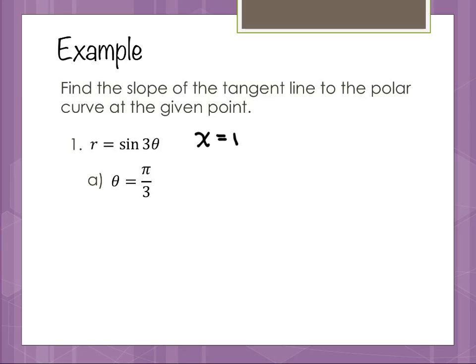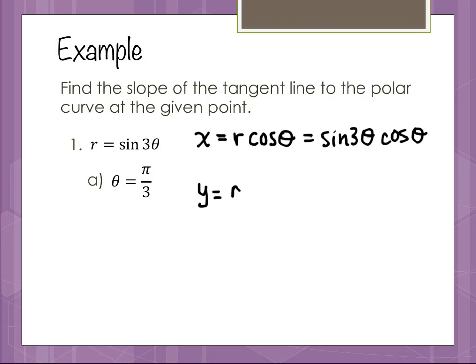Right, and so remember where this is coming from. This is r cosine theta from the last section, and then r is sine of 3 theta. So this is sine 3 theta cosine theta. I'm going to leave some space because I'm going to come back and take the derivative just underneath it. So if you'd like to do the same, that would be fine.